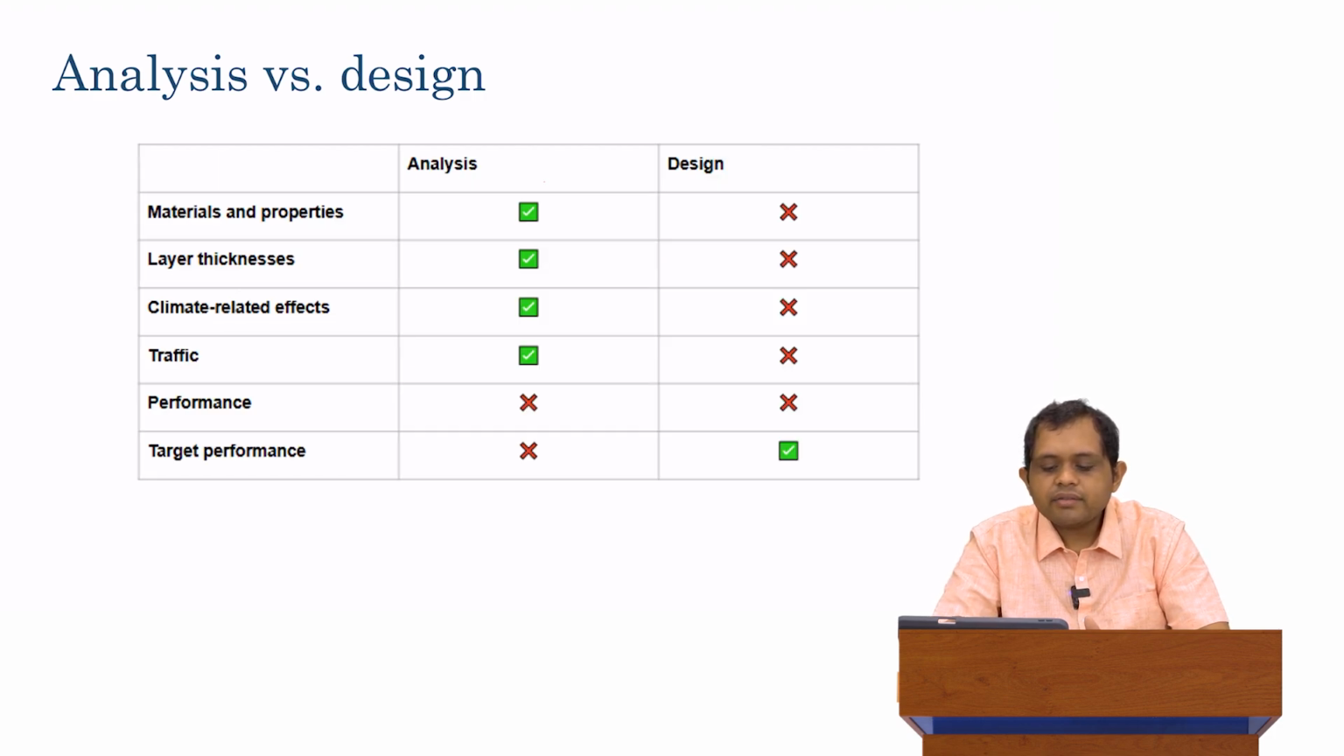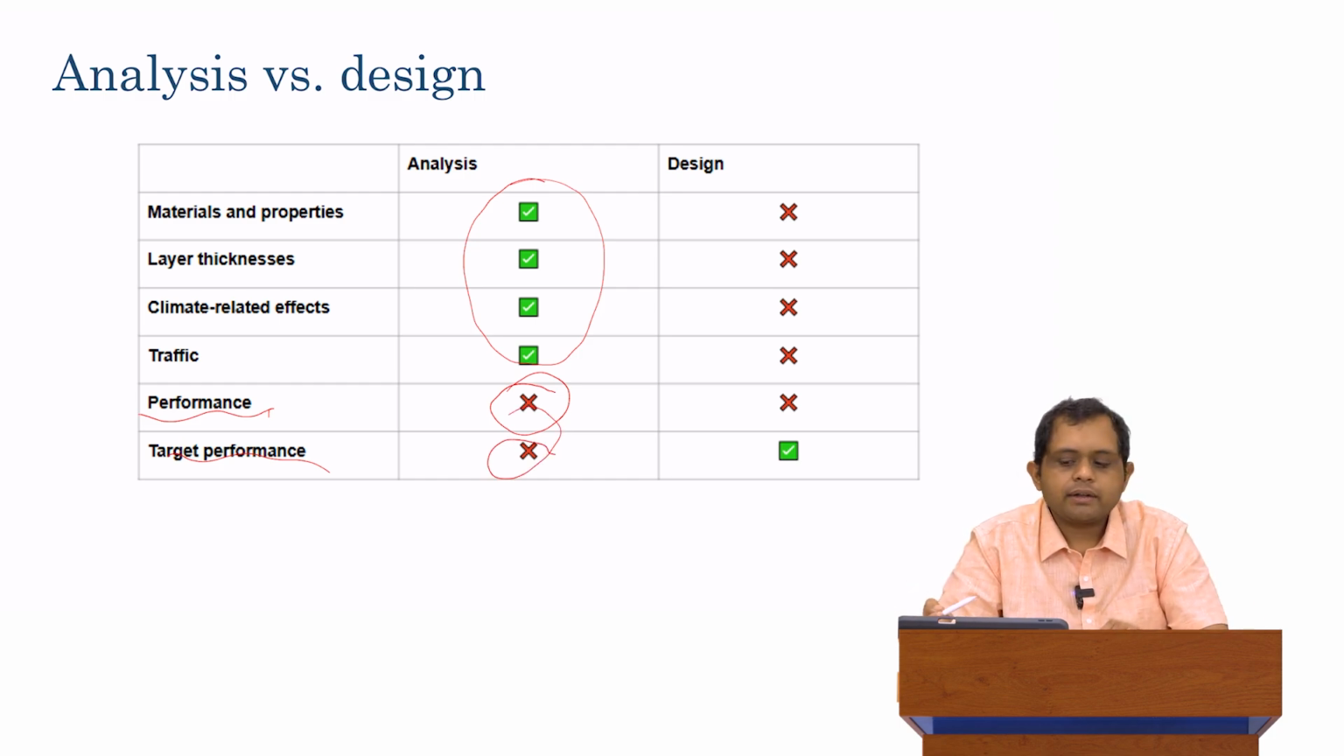So in analysis, we are basically given a large number of inputs. We don't have any performance or any target performance as such. So we really want to calculate what is the performance. We don't really have a target in mind. We just calculate a value and that's what we get.